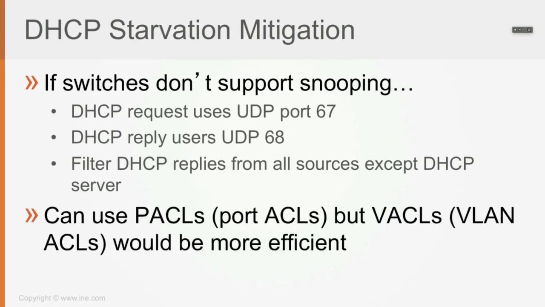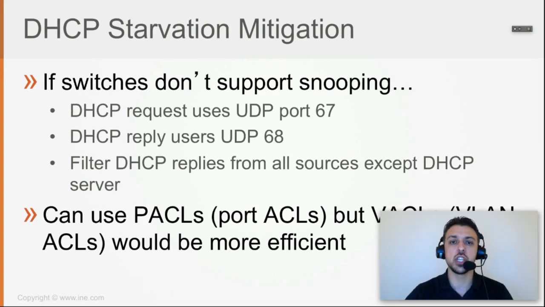The way you can achieve this is by using a port access list or a VLAN access list, but of course VLAN ACLs are going to be more efficient than port access lists. We're going to speak about those. We're going to see examples of PACLs and VACLs when we get to firewalls. I'm going to do that example at that point.